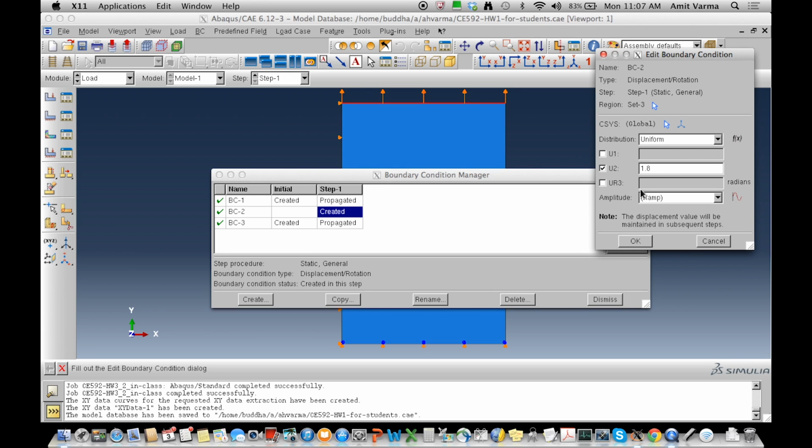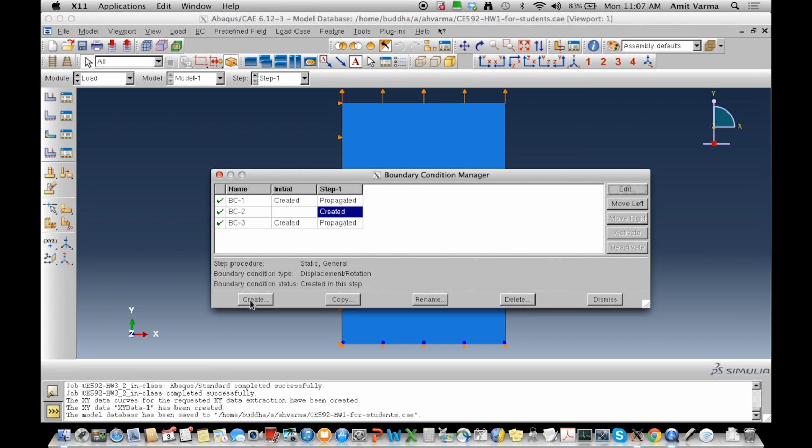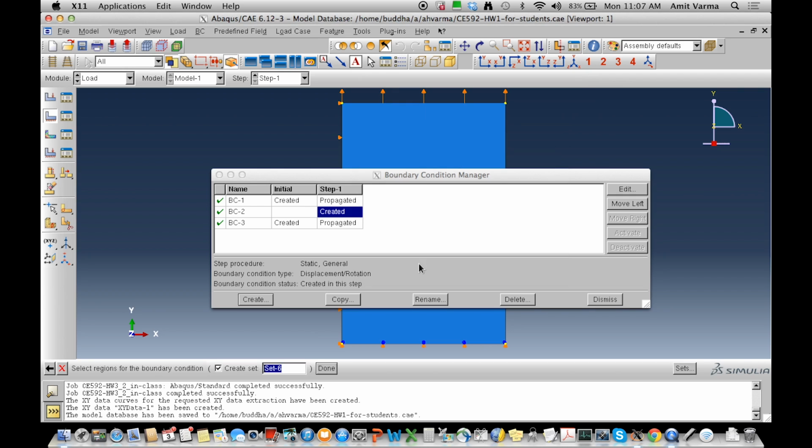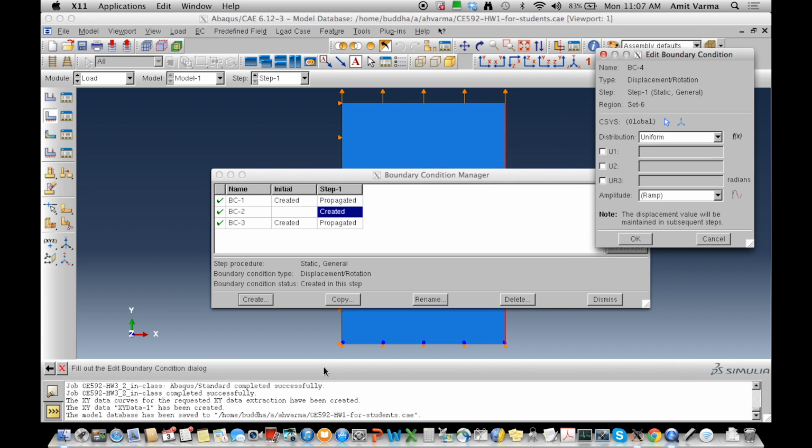Which means that I'll have to create a new boundary condition, and it will also be applied in the same step, step number 1, along the vertical edge, and it will say apply the U1 of 1.2 inches. Why 1.2 inches? Because it's 120 inches long and I'm applying a 1% strain. And there it is.